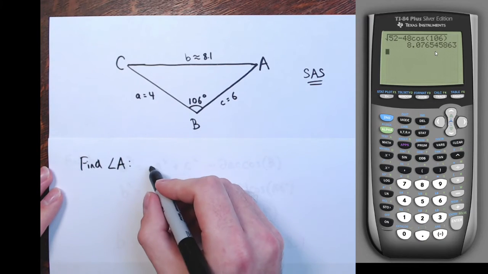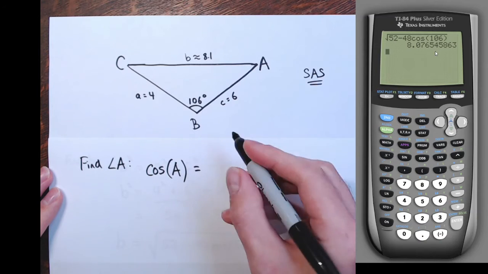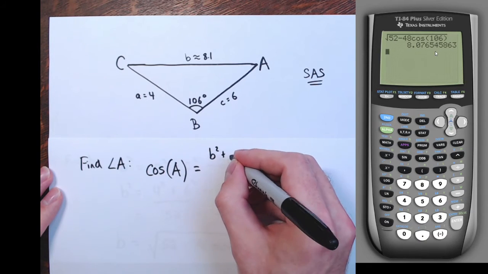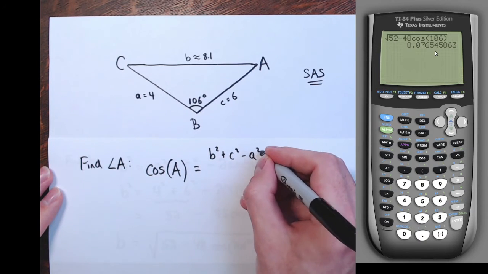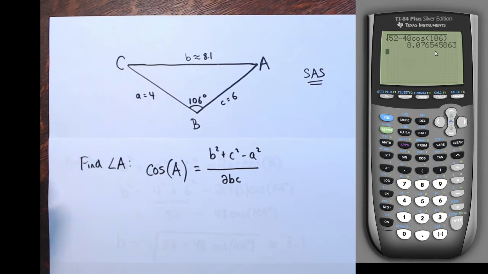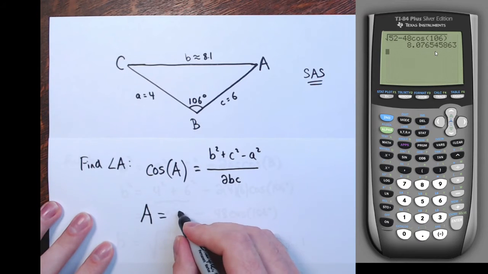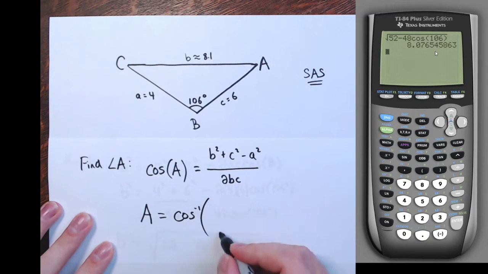Now remember, from the law of cosines, the cosine of angle A would be equal to b squared plus c squared minus a squared, all that divided by 2bc. If you were to set up the law of cosines involving angle A and solve for the cosine of A, then I would take the inverse cosine, right? So angle A is the inverse cosine of this.